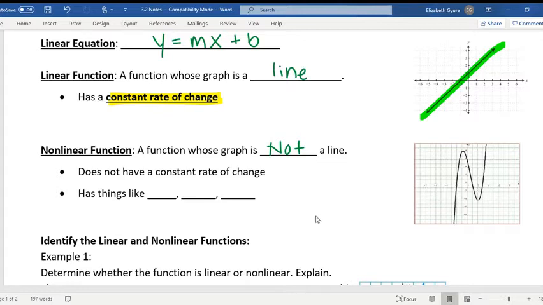A graph like this does not have a constant rate of change. Maybe it goes up for a little while. Maybe then it goes down for a little while. Maybe then it goes up a little faster. Maybe then it goes down really slow. It changes all the time.